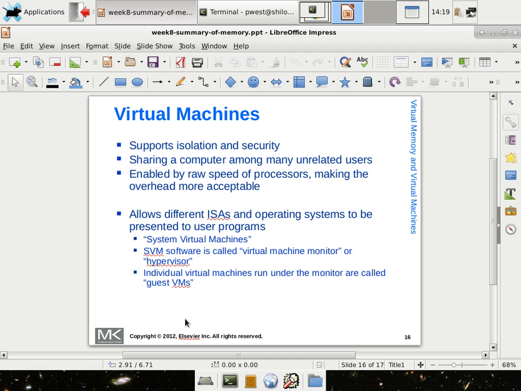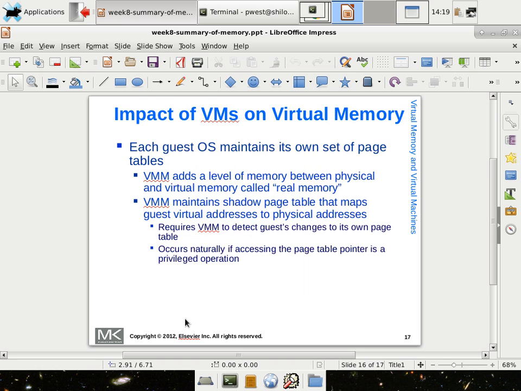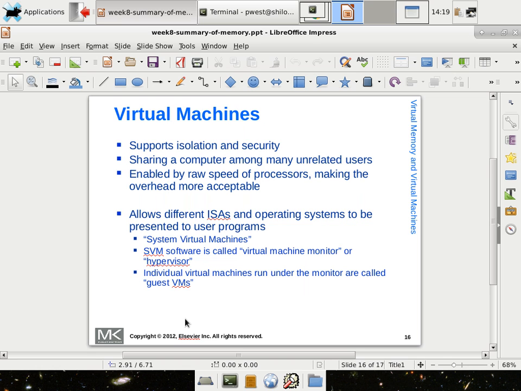You're probably used to this since you've been using VMs a lot. Sure. No?